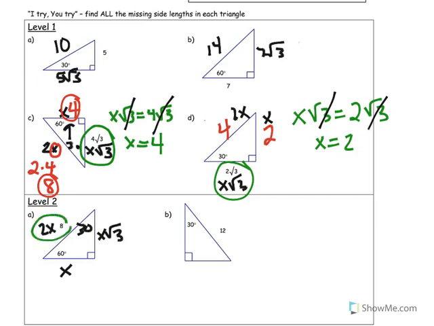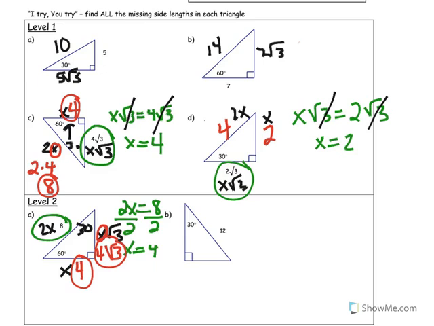I've told you the hypotenuse in these examples, so that means I know that 2x has to equal 8. Divide by 2. We're solving for x, and that means x has to be 4, and then I can plug in. So if x is 4, that means the side length across from the 30 is 4, and plug in here, the side length across from the 60 is 4 root 3, and I'm done. All right? Pause the video, try example B.